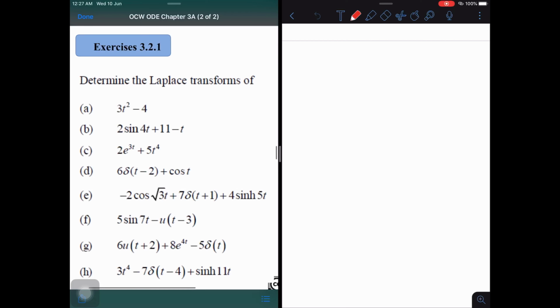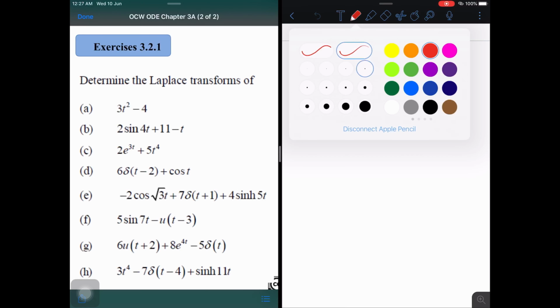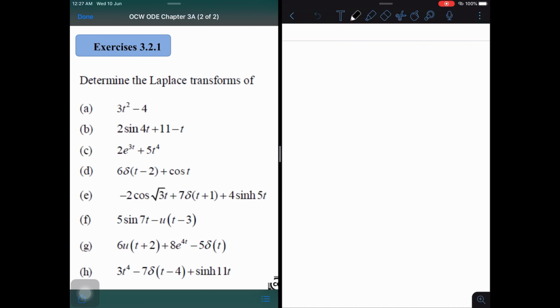Let's see question B here. So you have 2 sine 4t plus 11 minus t. You have been asked to determine the Laplace transformation of this function. Okay, so now you want to find the Laplace transformation of 2 sine 4t plus 11 minus t.